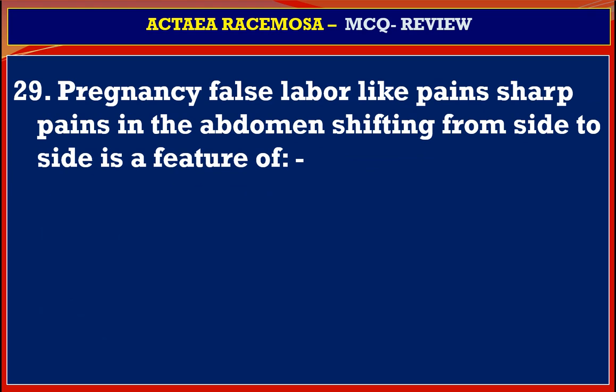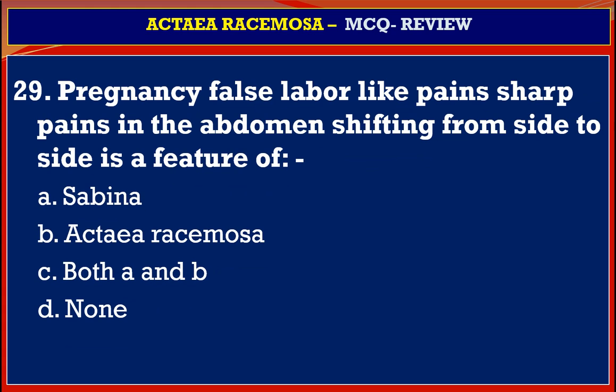29th MCQ is pregnancy, false labor-like pains, sharp pain in the abdomen, shifting from side to side, is a feature of. Variable A stands for Sabina, B. Actaea racemosa, C. Both A and B, and D is for none of above. And we have the answer C, both A and B, Sabina and Actaea racemosa.